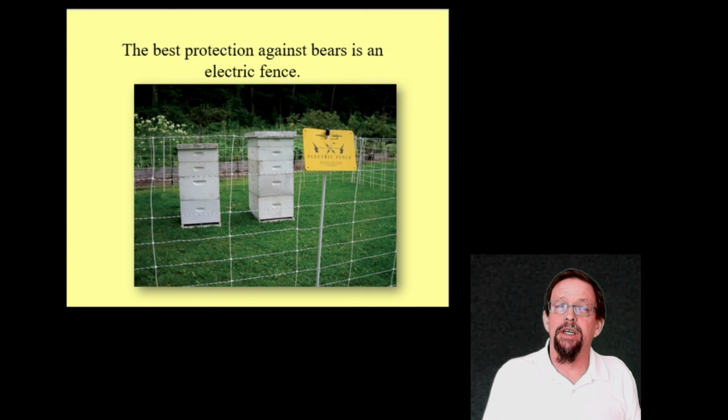The best protection against bears is an electric fence. Now the key to the electric fence is put it there before the bears arrive. If the bears have already attacked your hot colonies and torn them apart, they may go through the electric fence because they already know there's a pot of gold at the end of the rainbow. So the fence up prior to a bear arrival is key.